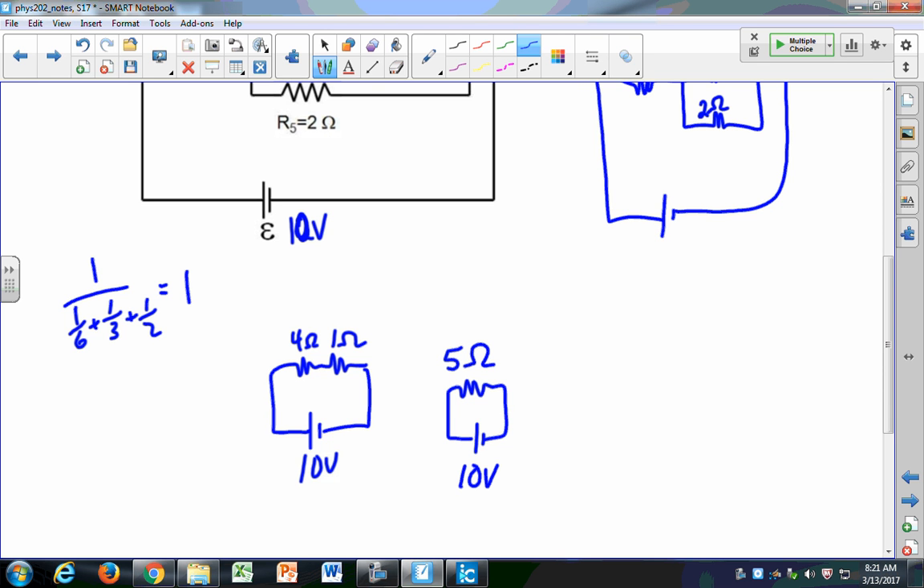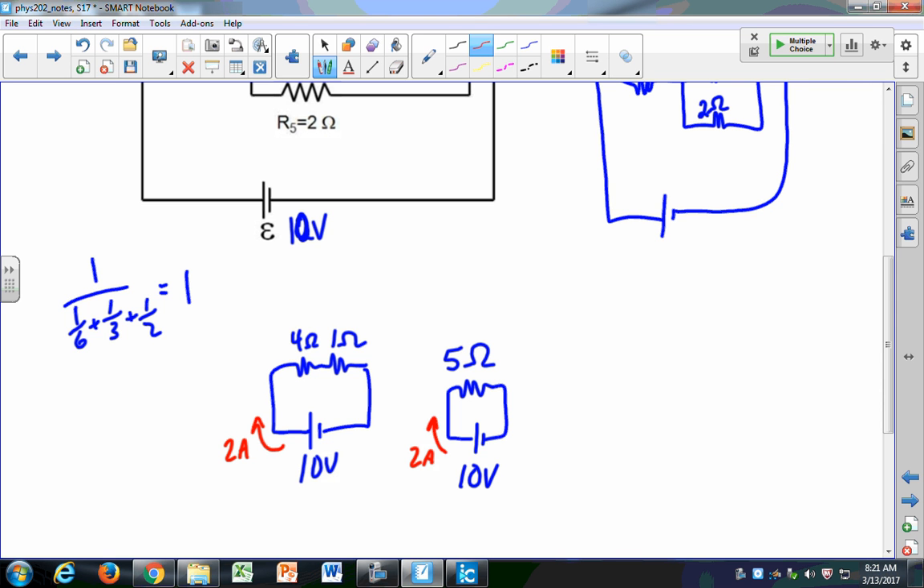Now I'm going to start stepping backwards. I'm going to find the total current. I'll find the voltage across each of these, and then I'll go back and I'll look at the more complicated circuit. So my total current is 2 amps. So I have 2 amps here.